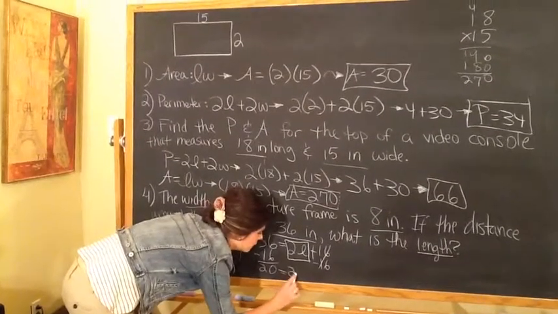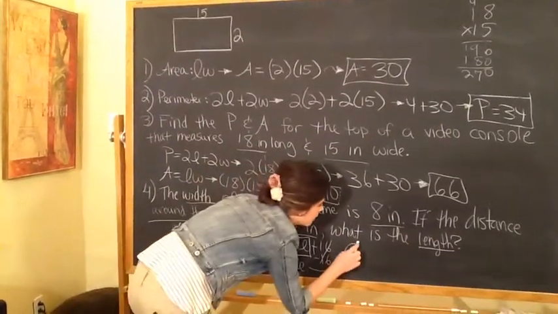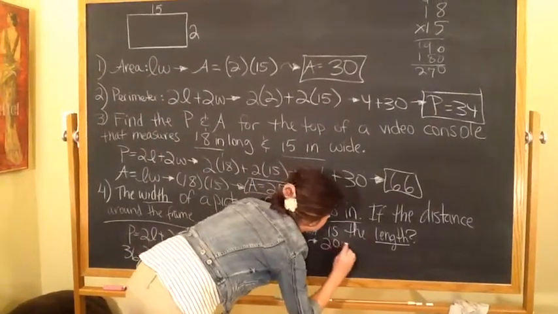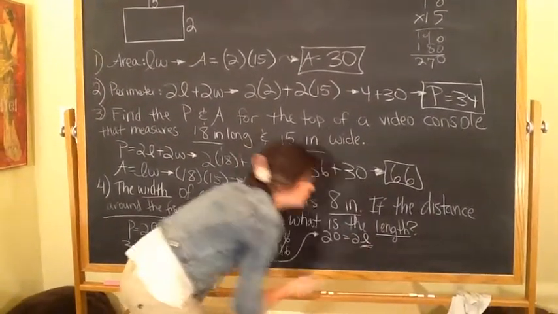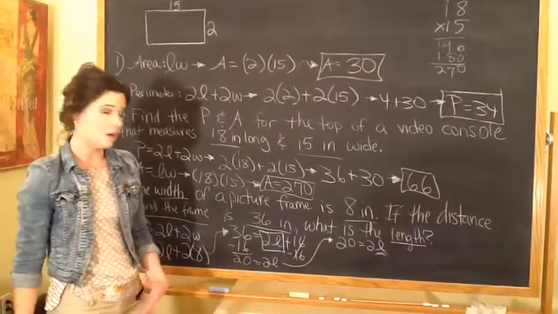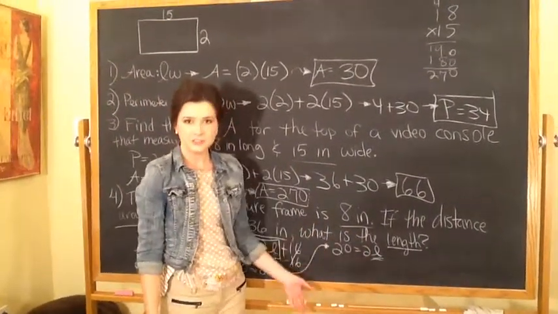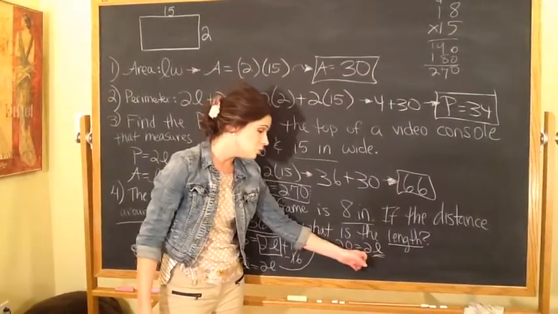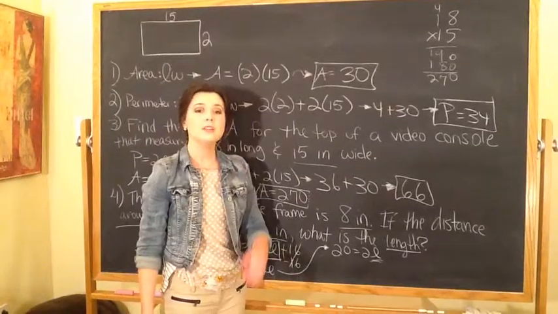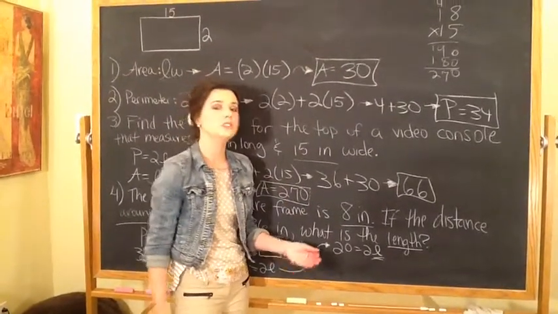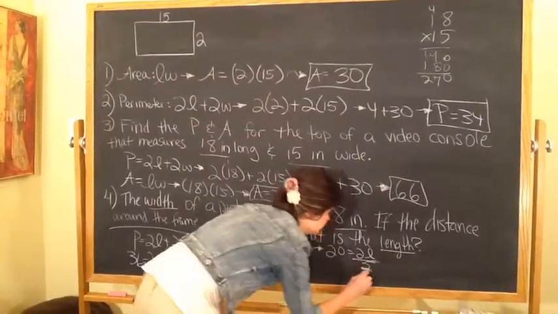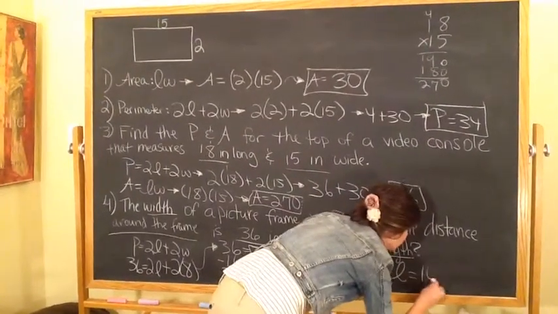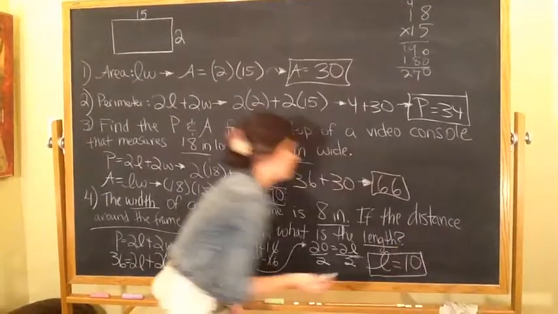So 20 equals 2L. We're going to continue our math up here. If we have 20 equals 2L, we're still solving for L, so we have to get it by itself. We have this 2 here, so how do we get the 2 gone? If we look at this equation, it says 2 times L. So we need to do the inverse of multiplication, which is division. We're going to divide by 2 on both sides to keep it balanced. And we'll find that L is equal to 10.